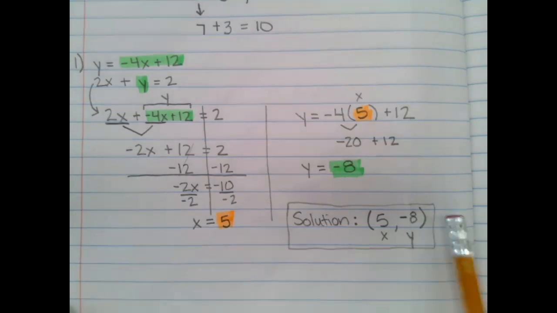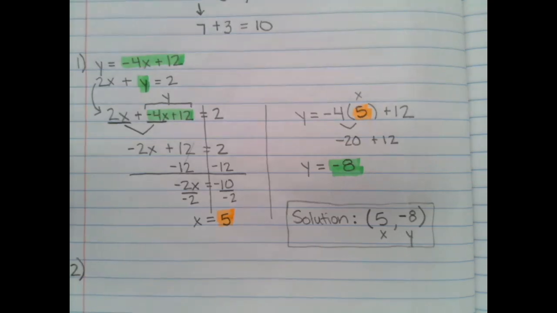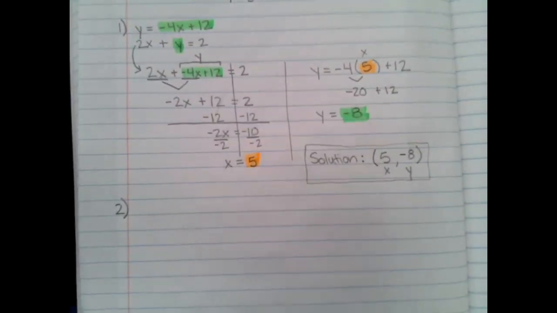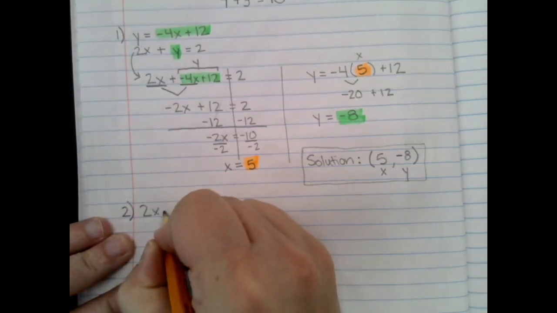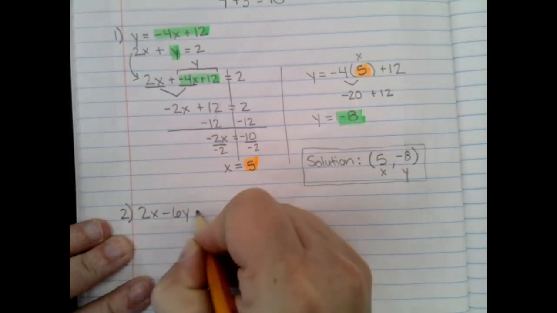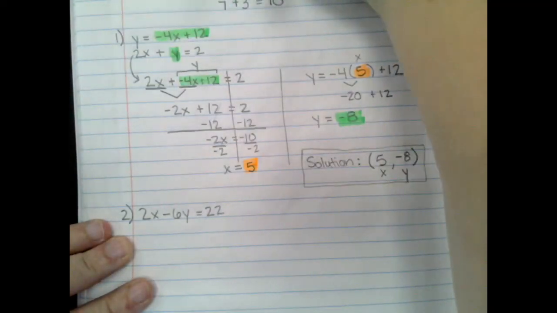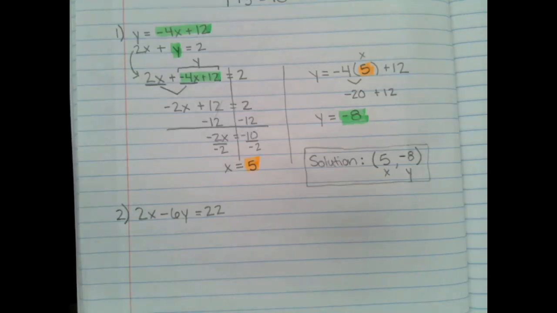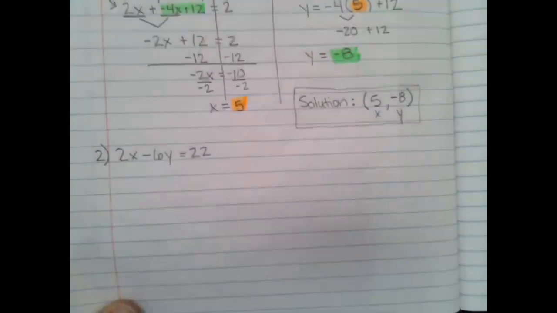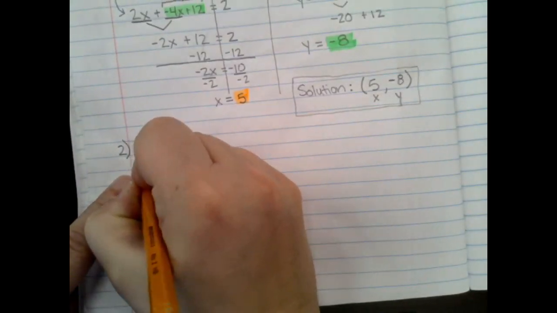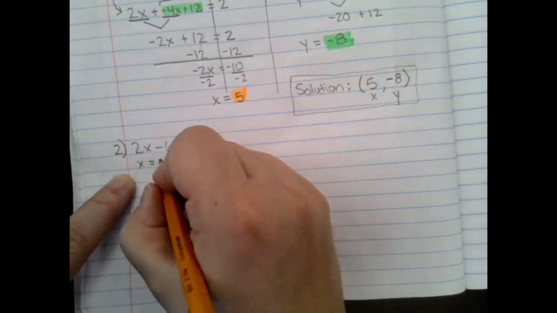All right, we have one more problem, number 2. Guys, crush that. All right, number 2, we have 2x minus 6y equals 22. That's our first equation. But a system of equations has 2, so x equals 2y plus 8.